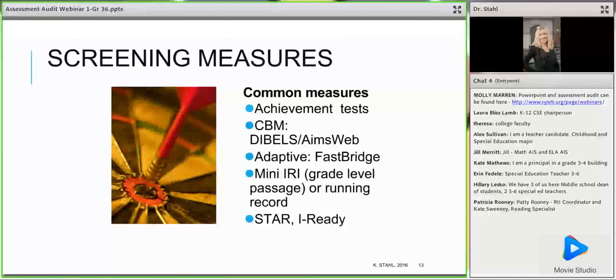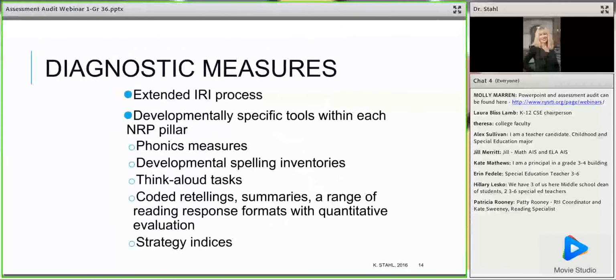Also, a mini informal reading inventory, which means classroom teachers just use the grade level passage and give that as a screening measure to see if children are reading on level or not, and to get a gauge of their retelling and comprehension ability to answer questions. And then using some other computer-based measures like STAR and iReady. So these are all common screening measures that your school might be using as a screening tool.